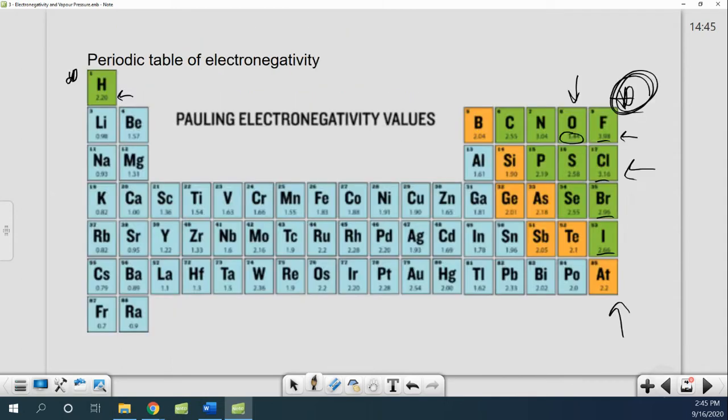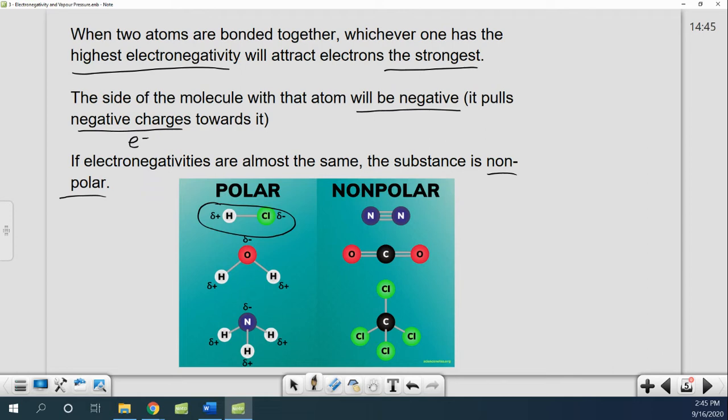Hydrogen and chlorine. Quick check. Chlorine is here at 3.16. Hydrogen's at 2.2. They're different numbers. That's going to be polar. Oxygen. So you can see, we just looked at that and we know that the hydrogens are going to pull this way. So we're going to have negatives on that side.